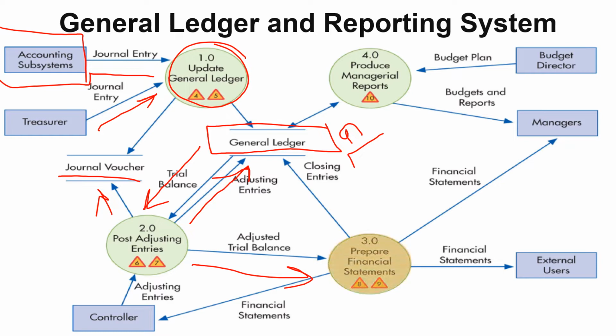So in this number three, the third process is preparing financial statements. When preparing the financial statements, it will update the general ledger with the closing entries, and then produce the financial statements for the external users as well as for the managers, the internal users. So this is number one, the reporting system, the financial reporting system.